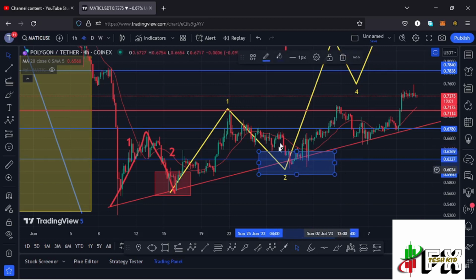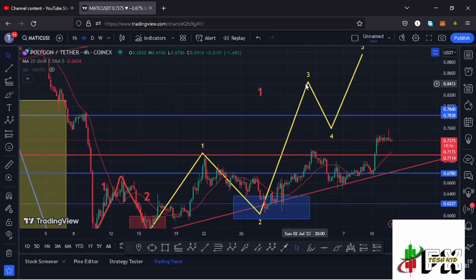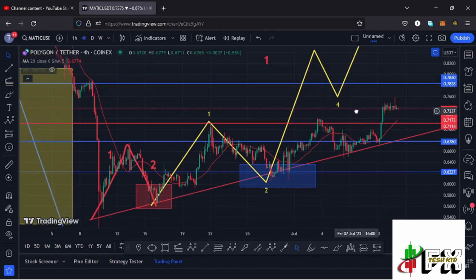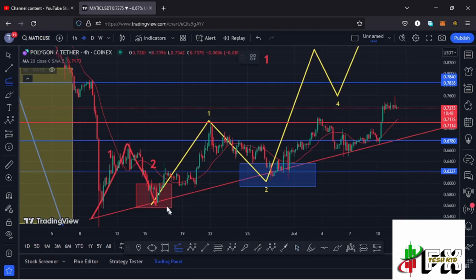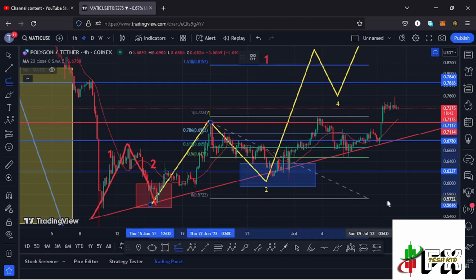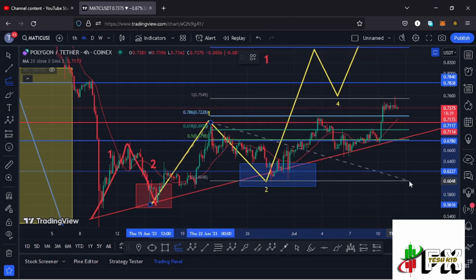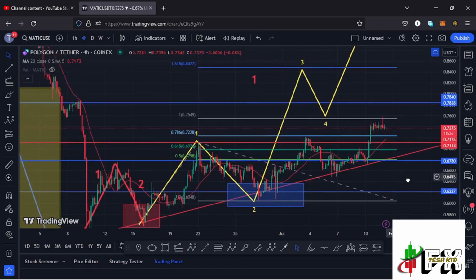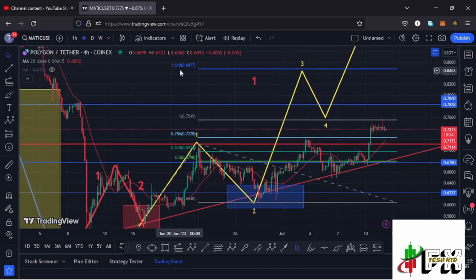We saw a very nice reaction of the target area and started this move to the upper side in what I'm terming as the formation of this wave 3, and giving you minimum target areas for that third wave to the upper side by connecting the trend based Fibonacci from the low of the first wave to the high of that wave 1, then dragging the fibs to the low of the second wave. I get a minimum target area at the fib level 1.618, and that is at around the $0.8477 mark, and that is the minimum that I can expect Matic to do in the formation of that wave 3.